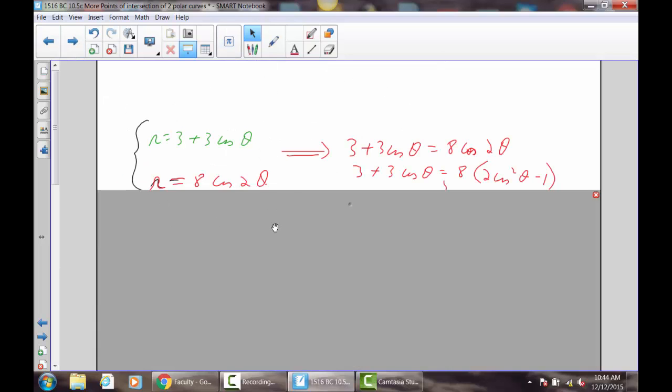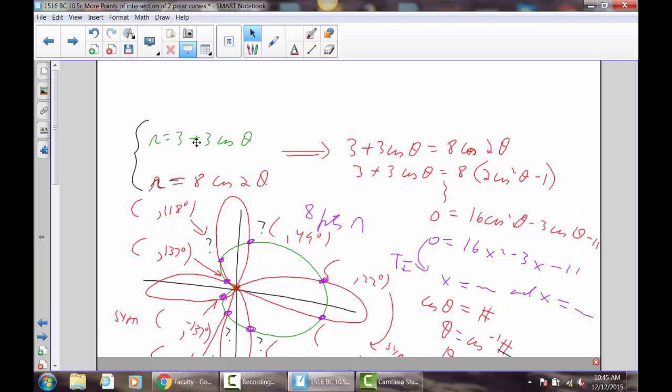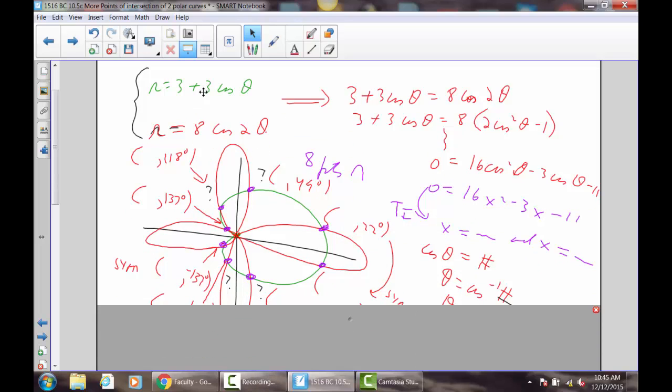So here's an example. I have these 2 curves. You know how to graph these. One is a cardioid, the other one is a rose with 4 petals. If you draw it, you've got to be careful here. If you were to find the tangents at the pole, you'd find that there's a steeper tangent at the pole for the petal than there is for the cardioid. So the petal and the cardioid actually intersect at 2 different points here. If you count the points, there's a total of 8 purple points of intersection.